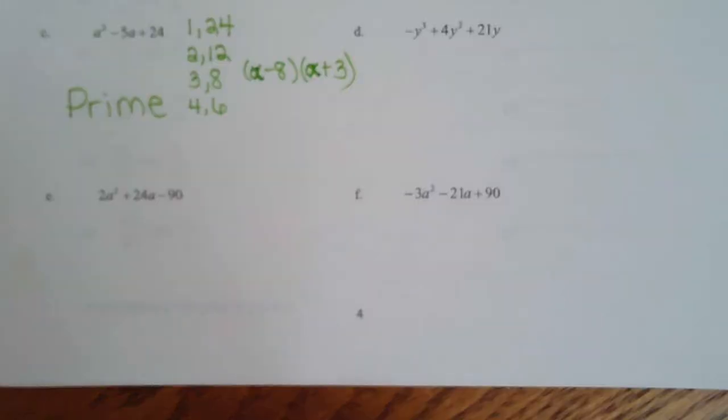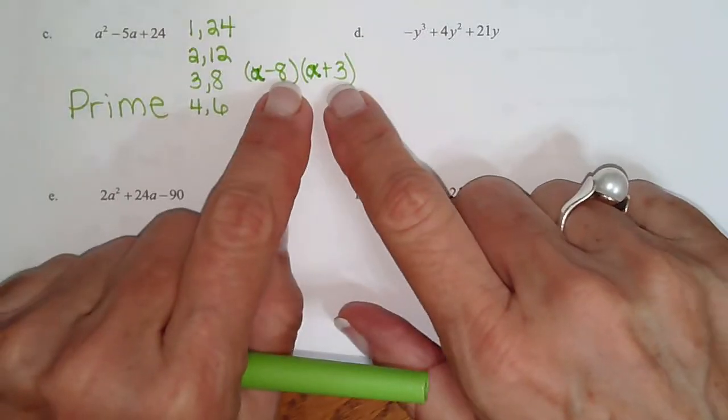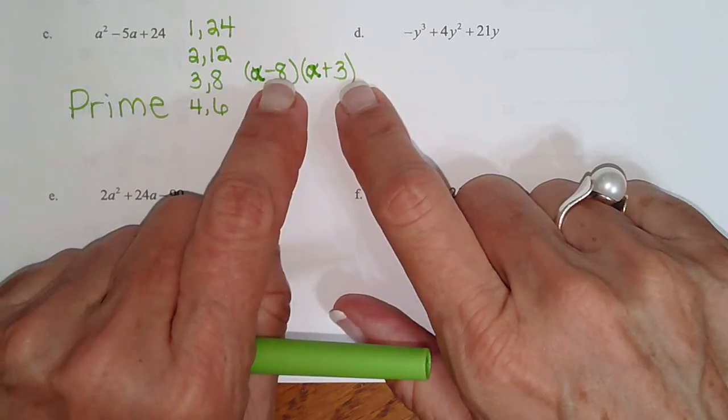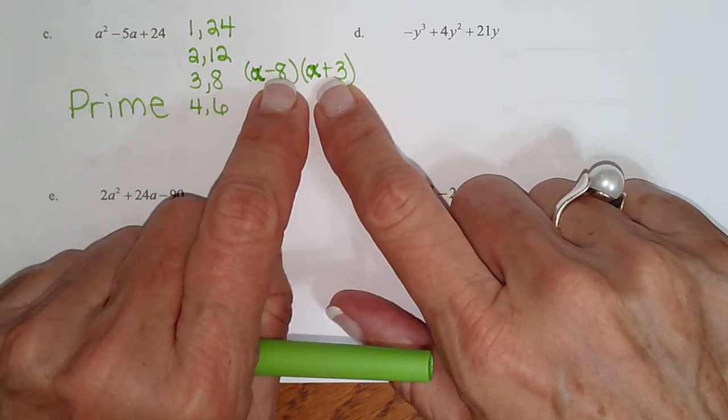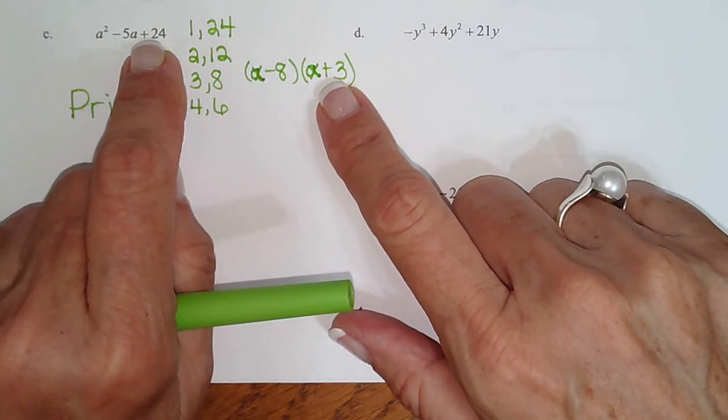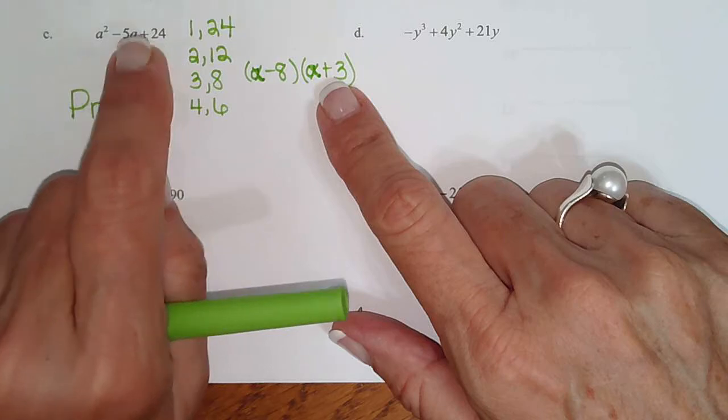But the problem with this answer is when you do the L of FOIL. L means last by last. Negative 8 times positive 3 is not positive 24. So that's why that answer does not work.